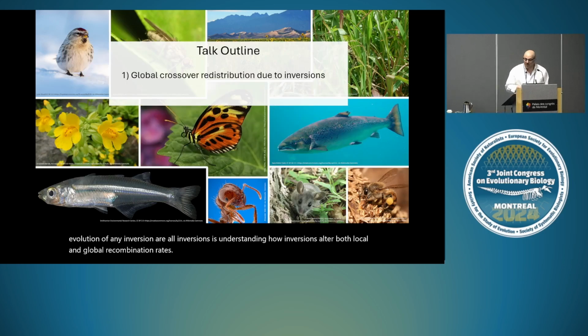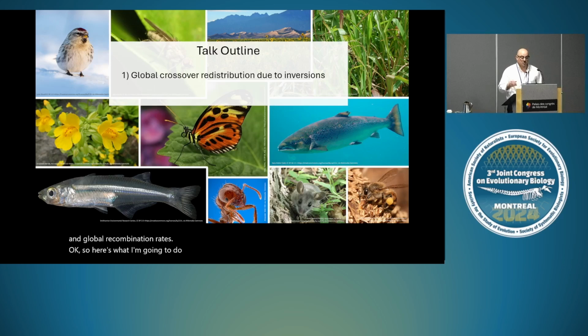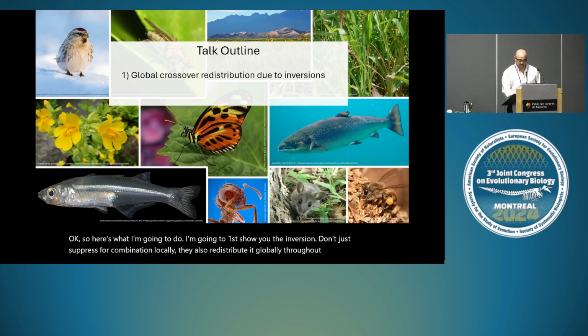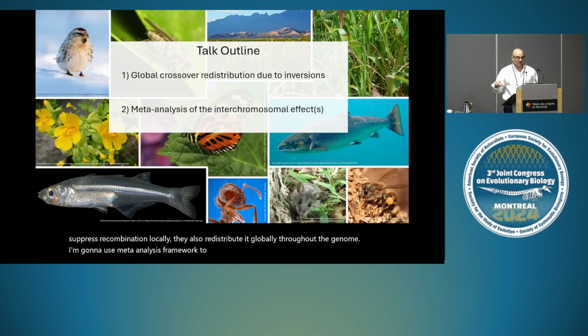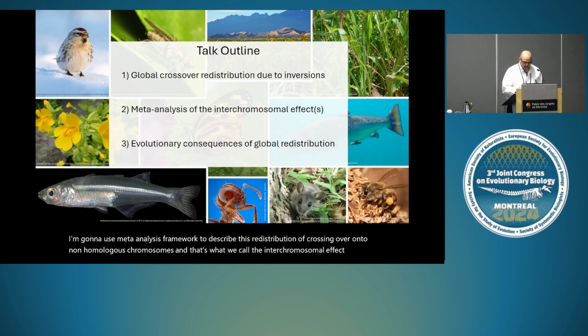Okay, so here's what I'm going to do. I'm going to first show you that inversions don't just suppress recombination locally, they also redistribute it globally throughout the genome. Then I'm going to use a meta-analysis framework to describe this redistribution of crossing over onto non-homologous chromosomes, and that's what we call the interchromosomal effect. Finally, I'm going to show you that even though this global change compensates for local suppression on a single generation scale, the importance for evolution is quite small when comparing the deleterious mutation accumulation near inversions.